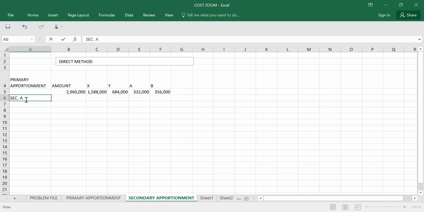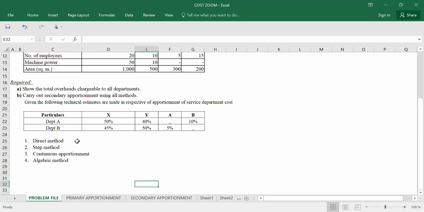Secondary apportionment. And this is what is going to happen. Say that it is Department A that is going to distribute. It is Department A distributing, and it is distributing with this ratio. A is distributing 50 to 40.